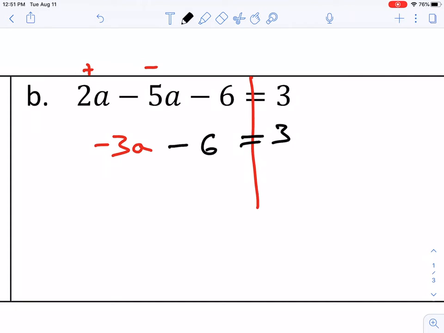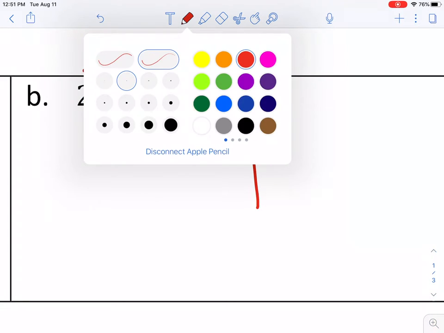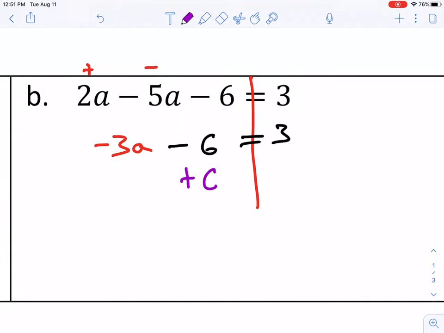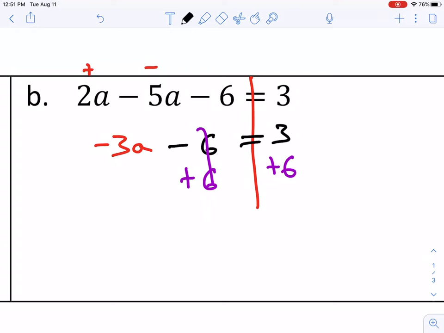Now I'm going to solve my two-step equation. I get rid of whatever is adding or subtracting first. I'll do that in purple. I'm going to add 6 to both sides. That gets rid of my 6. I'll work from left to right, write my work down. -3a is still down here, equals 3 plus 6, which is 9.